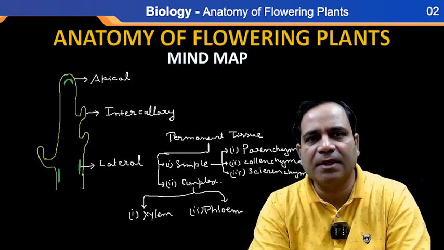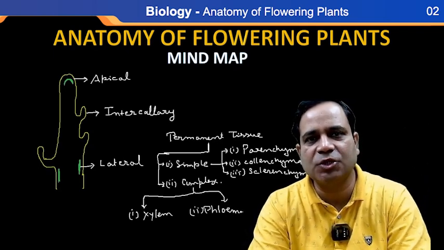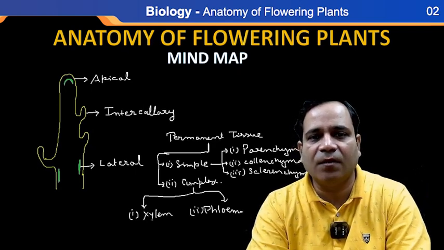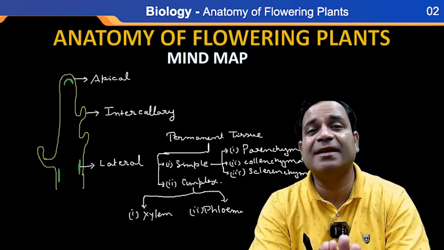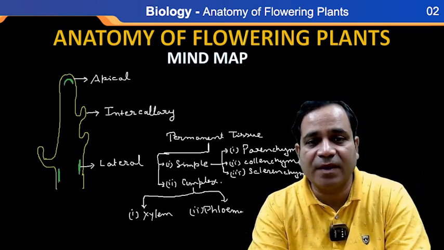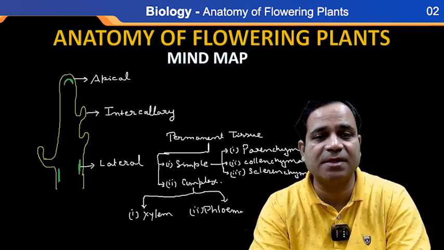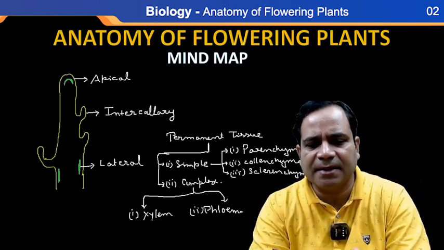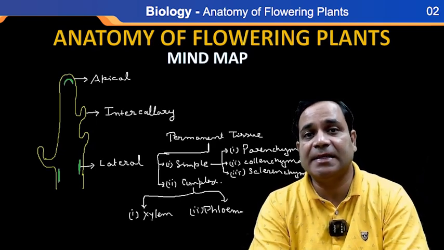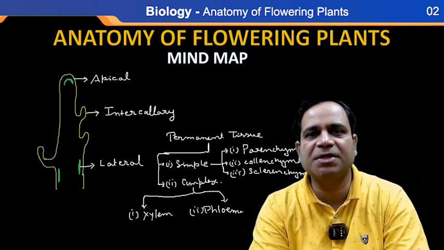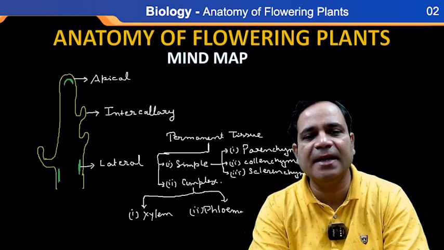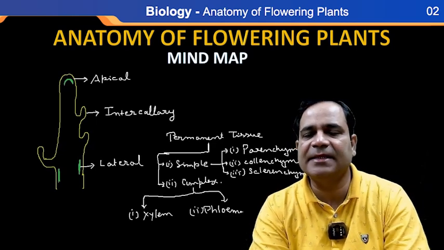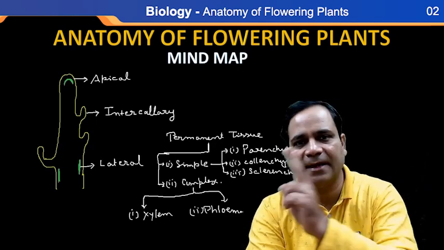Here I'm going to say that this is also known as the tissue which has lost its capacity to divide. Once the tissue loses its capacity to divide, it means the cell does not grow internally. So in that case, it is divided into two parts, that is simple and complex, my dear.